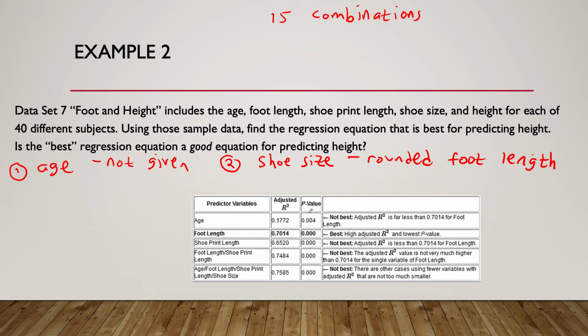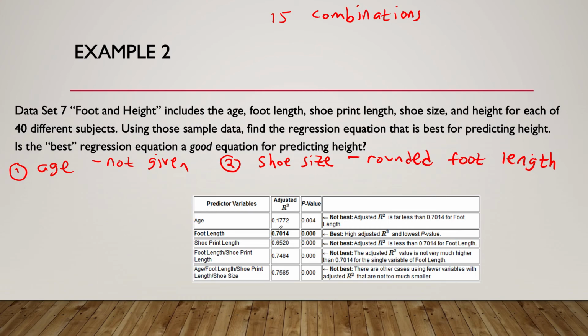But as we can also see here, if we start including other things, right, if we include the shoe print length along with the foot length, note how the adjusted R-squared goes up, but not by much. And then using all the variables, it goes up even more, again not that much. As you can see, it doesn't really impact it that much. So because of that, just the foot length is indeed the best value.